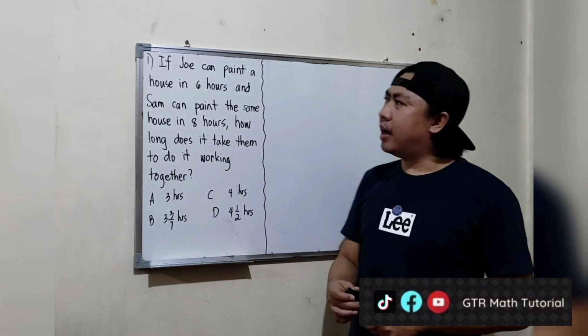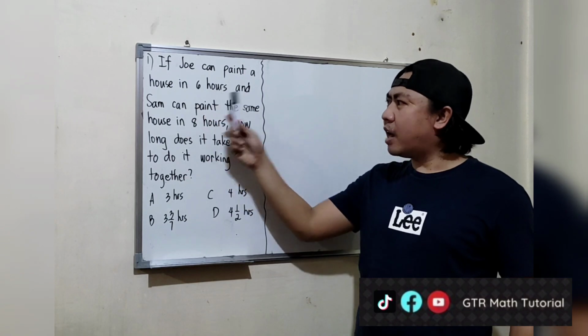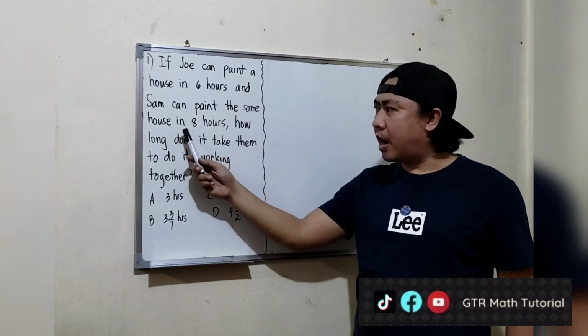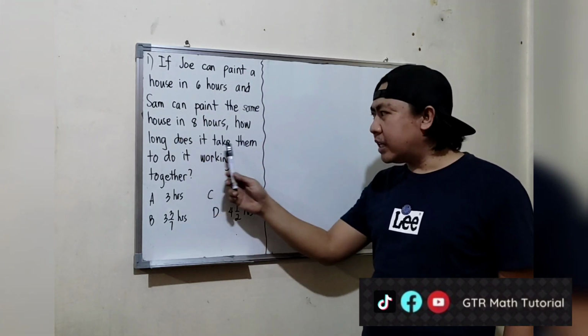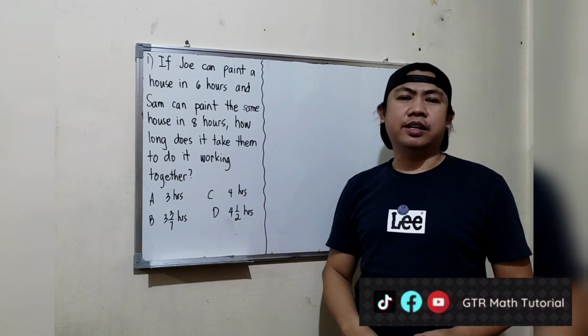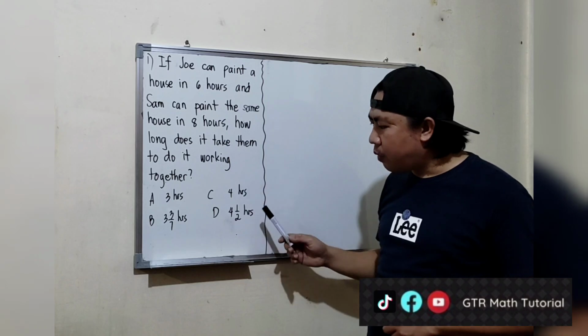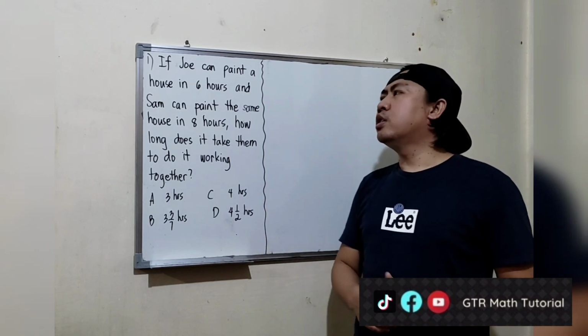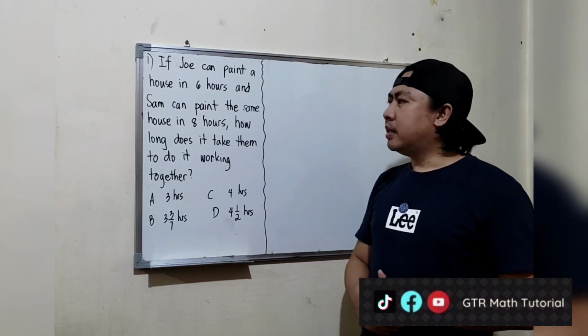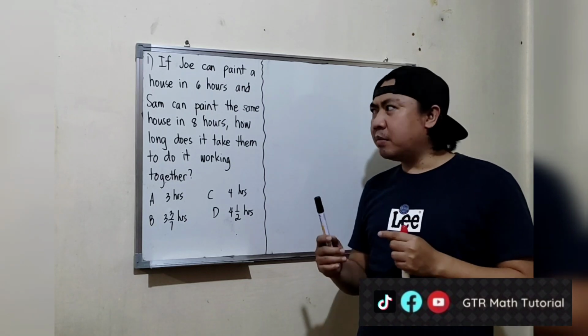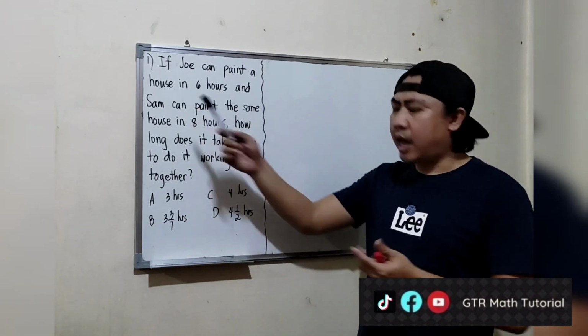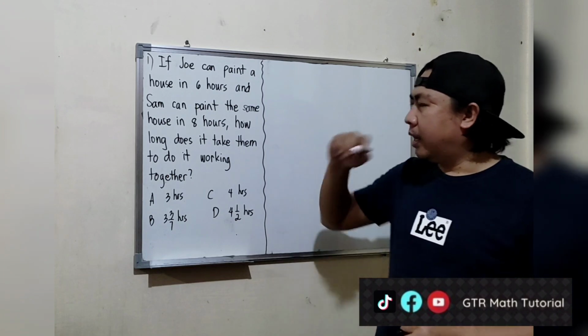So number 1, if Joe can paint a house in 6 hours and Sam can paint the same house in 8 hours, how long does it take them to do it working together? So ang choices natin, 3 hours, 3 and 3 over 7 hours, 4 hours, 4 and 1/2 hours. So sa work problem, laging yung sagot dapat dyan ay mas maliit kasi nagtulong sila. So kunin natin yung mga rate nila.